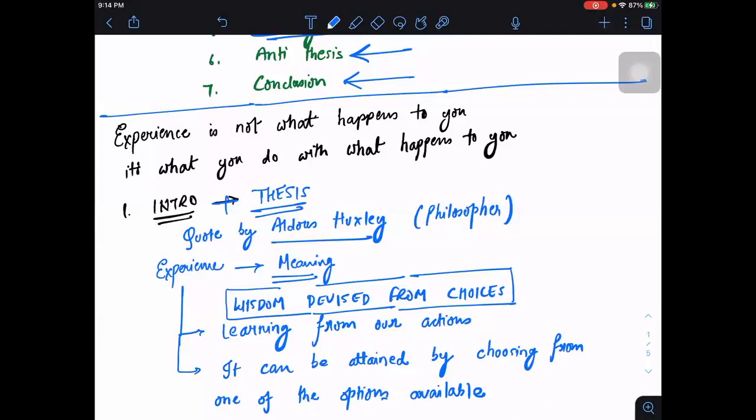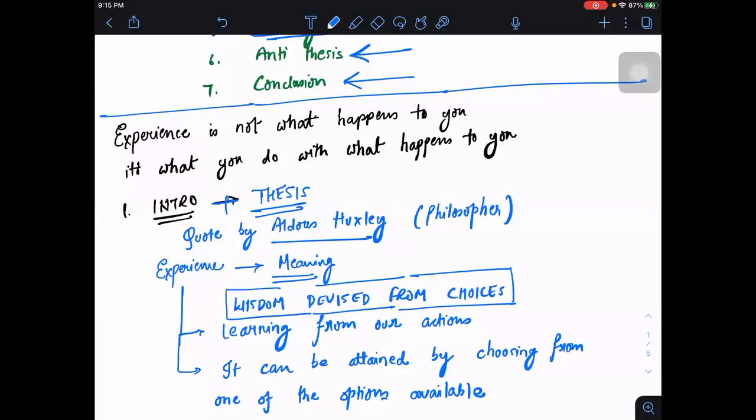Now you need to diversify the meaning of experience in multiple sentences, in multiple ways. That's where the vocabulary that you have built up after reading the newspapers, after reading the content of the current affairs magazine will come in handy. So the first sentence could be: wisdom devised from choices. It is telling me the meaning of experience. The second thing is: experience is learning from our actions. It can be attained by choosing from one of the options available. Because if some event has happened, then we are left with multiple options, and it depends upon us what option we are choosing. Right?